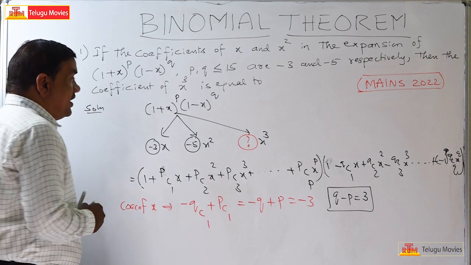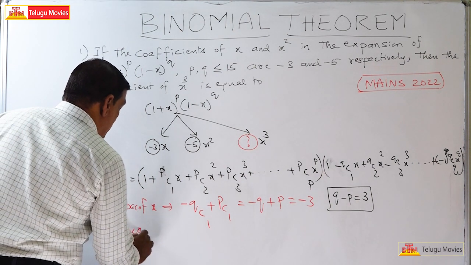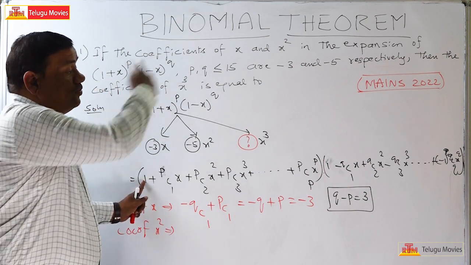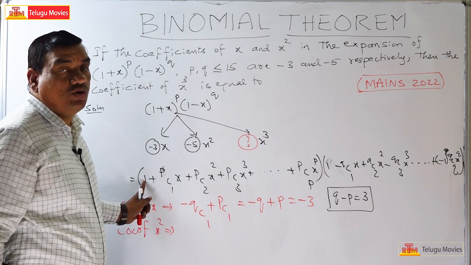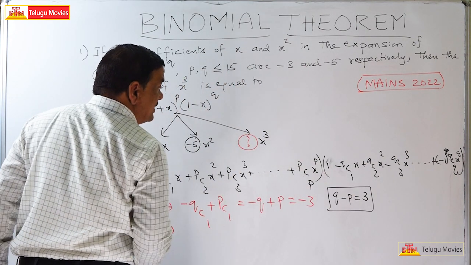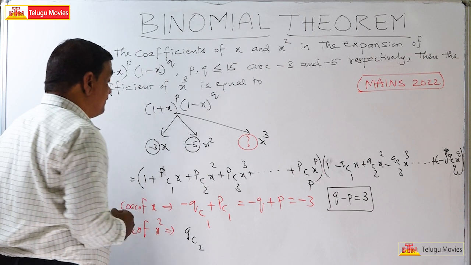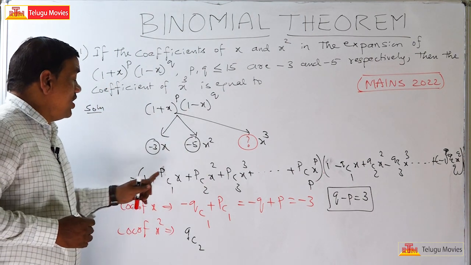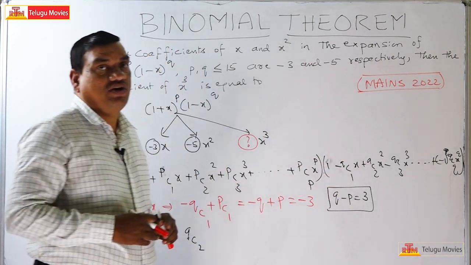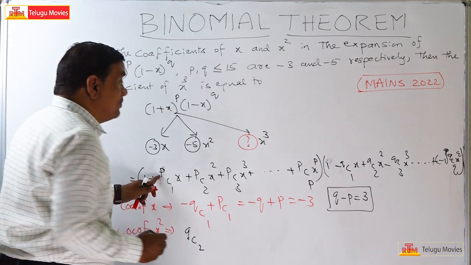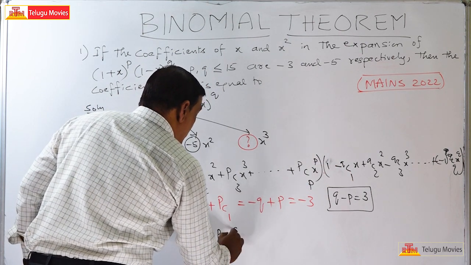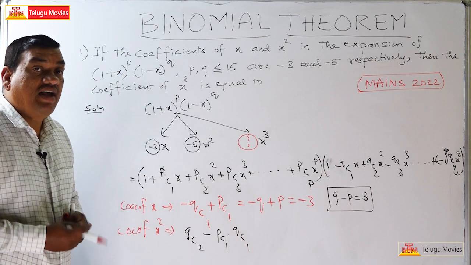Okay, now let us take the coefficient of x square. How to get the coefficient of x square? Here, 1 into that side, you have to take the x square term. So that is 1 into the x square coefficient, which is QC2, so that is QC2 plus only. QC2, that is over. Next, what you have to take? PC1 into x, you have to multiply with x, x into x, x square. So you will get the coefficient of x square. That is equal to PC1 into minus QC1, that is equal to minus PC1 into QC1. So that is a coefficient of x square.